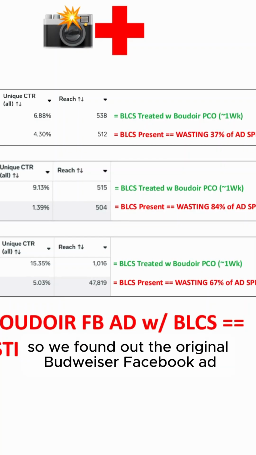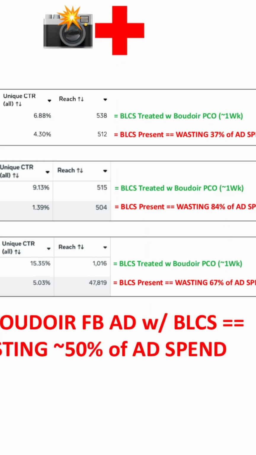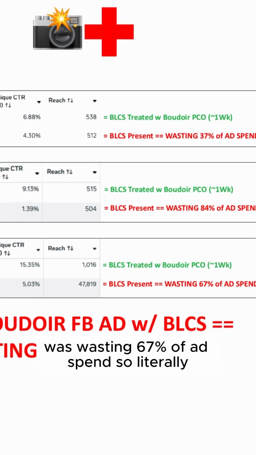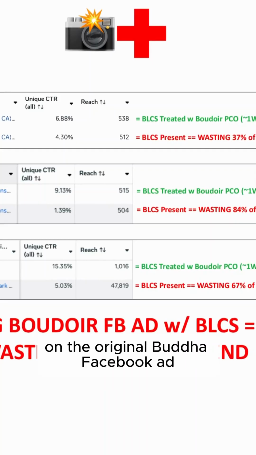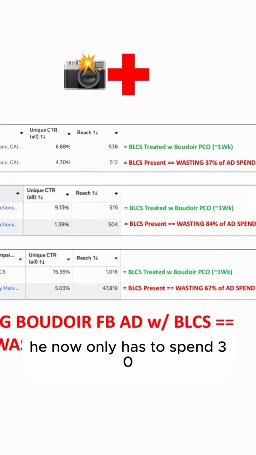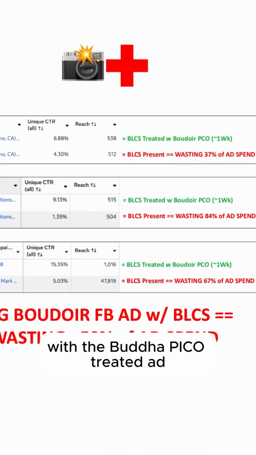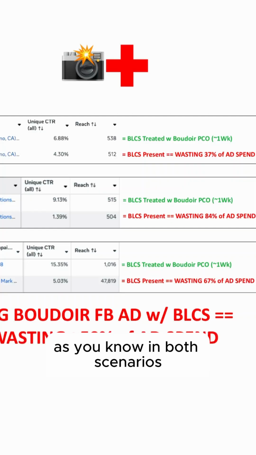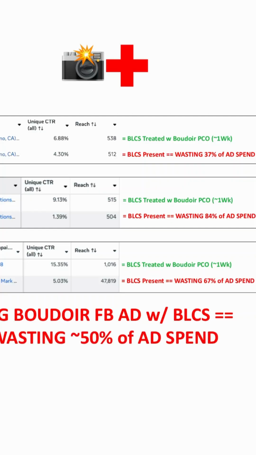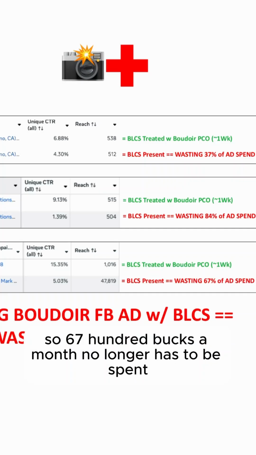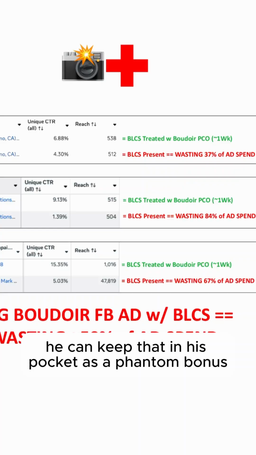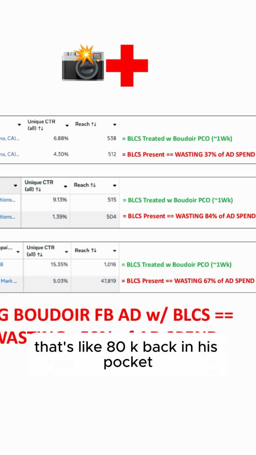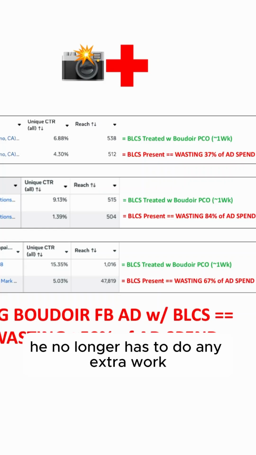So we found out the original Boudoir Facebook ad was wasting 67% of ad spend. So if he spent 10 grand a month on the original Boudoir Facebook ad, he now only has to spend $3,300 a month with the Boudoir PICO treated ad to get that ad into the same number of women's brains in both scenarios. So $6,700 a month no longer has to be spent. He can keep that in his pocket as a phantom bonus, and that's perpetual. Over the next 12 months, that's like 80K back in his pocket, and he no longer has to do any extra work.